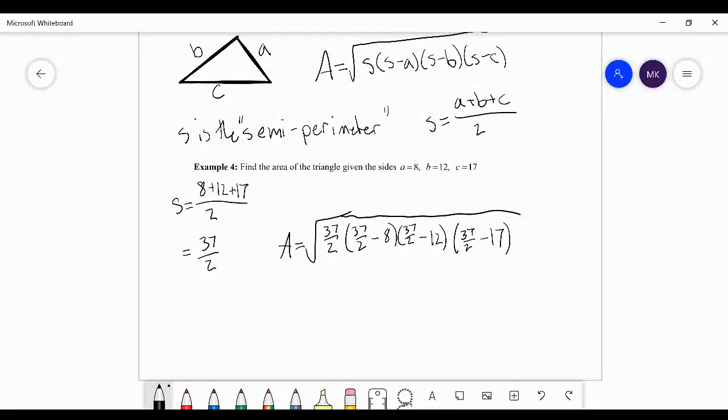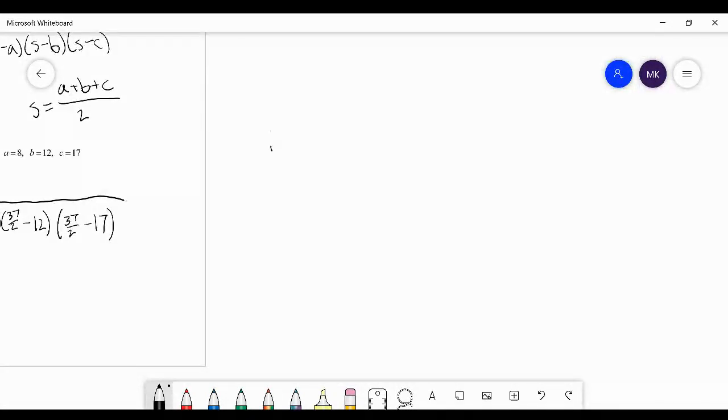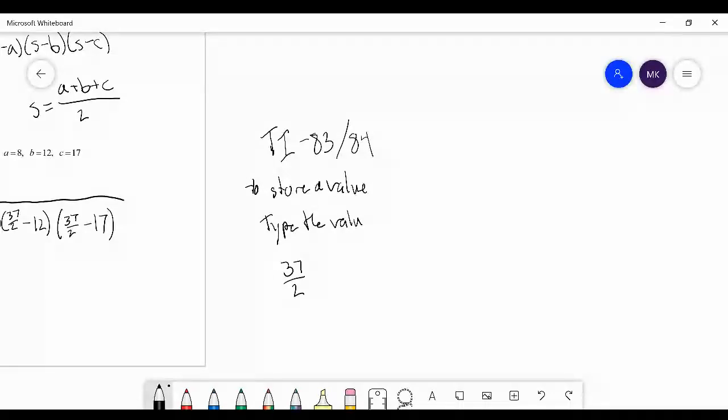To do that in your calculator, for those of you who are unfamiliar, this is for the TI-83 or 84. It's also not very dissimilar for other calculators. Just make sure that if you have something other than a TI-83 or 84, you look up the specific way to do this for your calculator. To store a value, it's very simple. First thing you do is type the value. In this case, we would want 37 over 2.